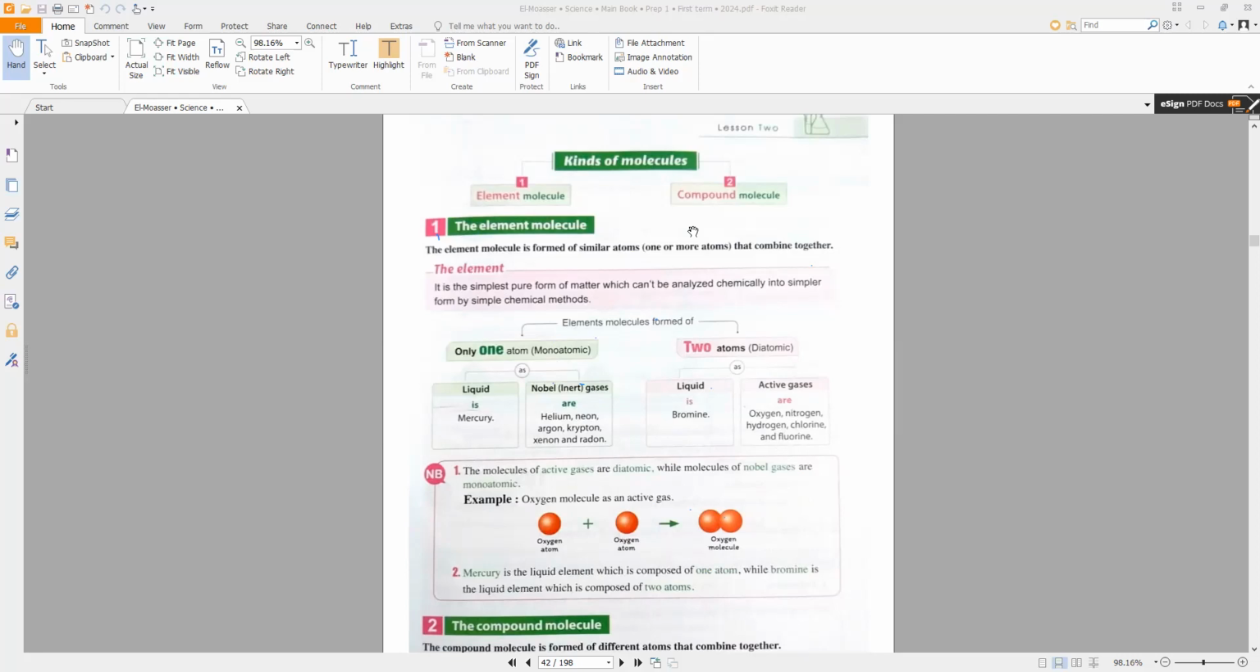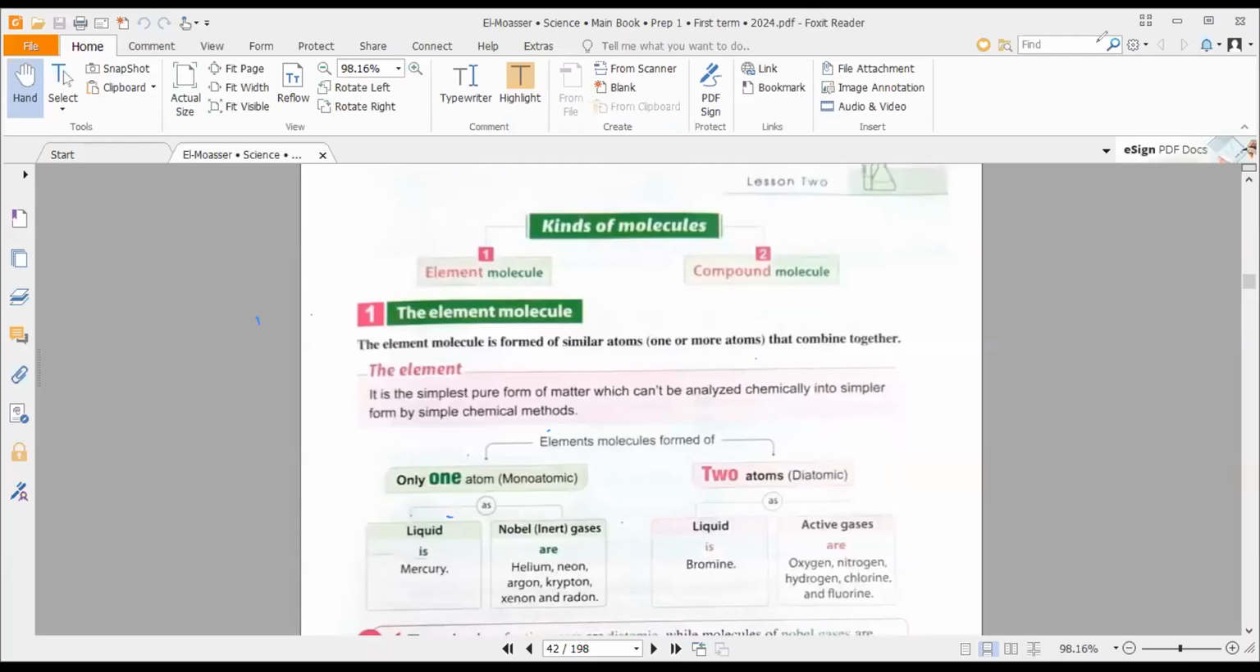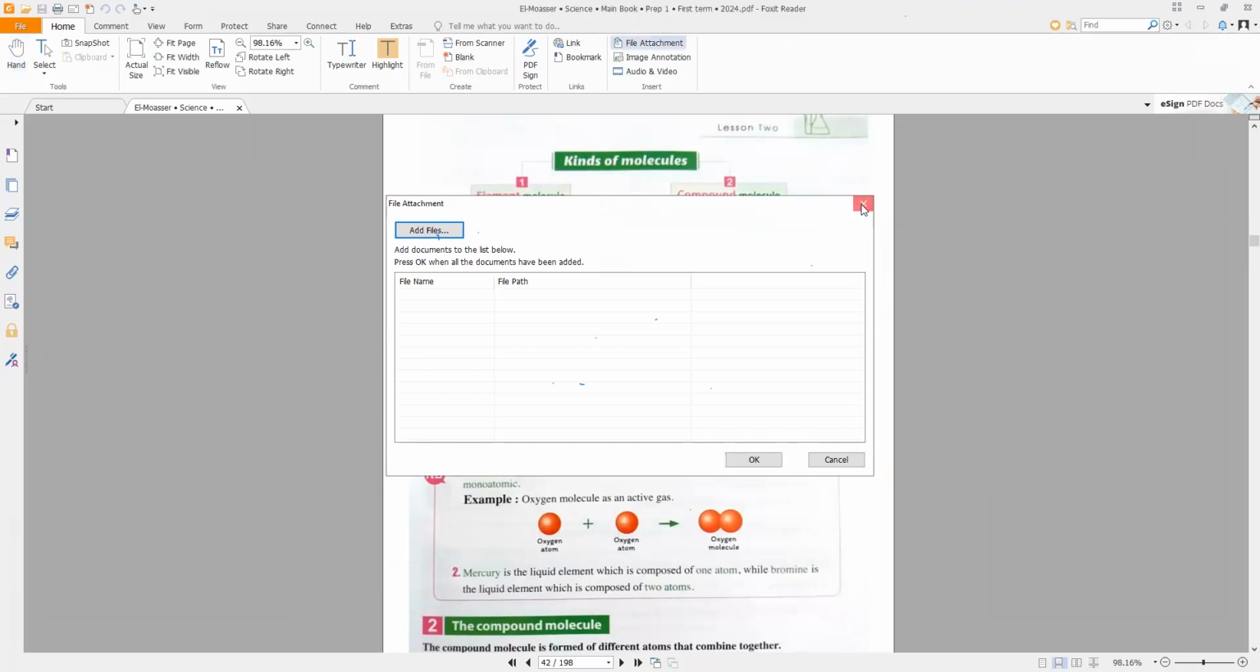If I draw this, this is a monoatomic molecule. If I draw like this, it is a diatomic molecule. Okay.